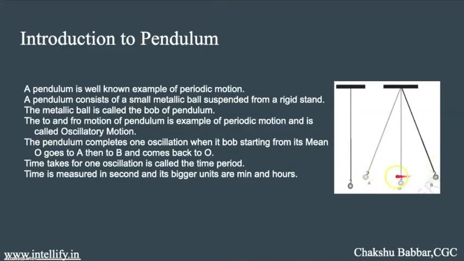These are two oscillations. The time taken by the bob to go from O to A, then A to B and B to O, that is to complete one oscillation, is called time period. Time is measured in seconds and its larger units are minutes and hours. 1 minute is equal to 60 seconds and 1 hour is equal to 60 minutes.